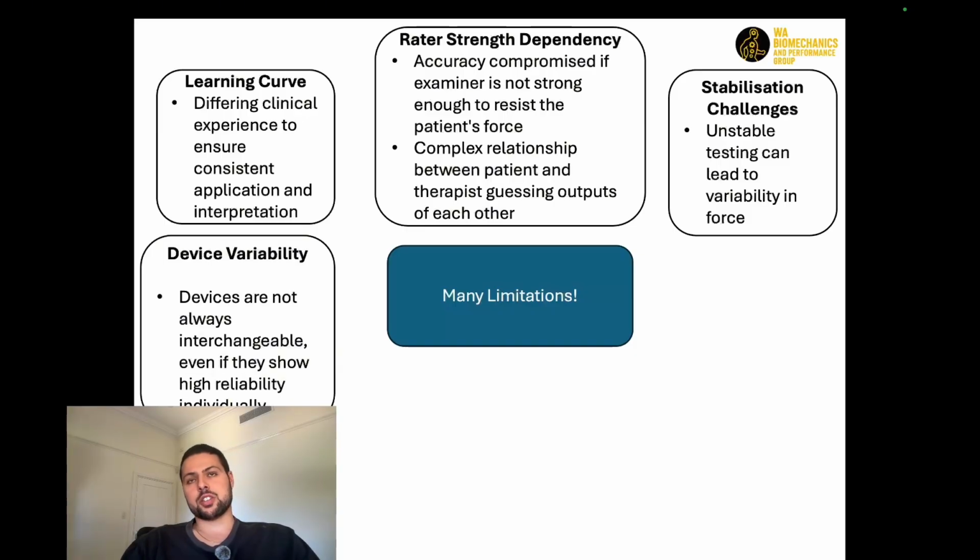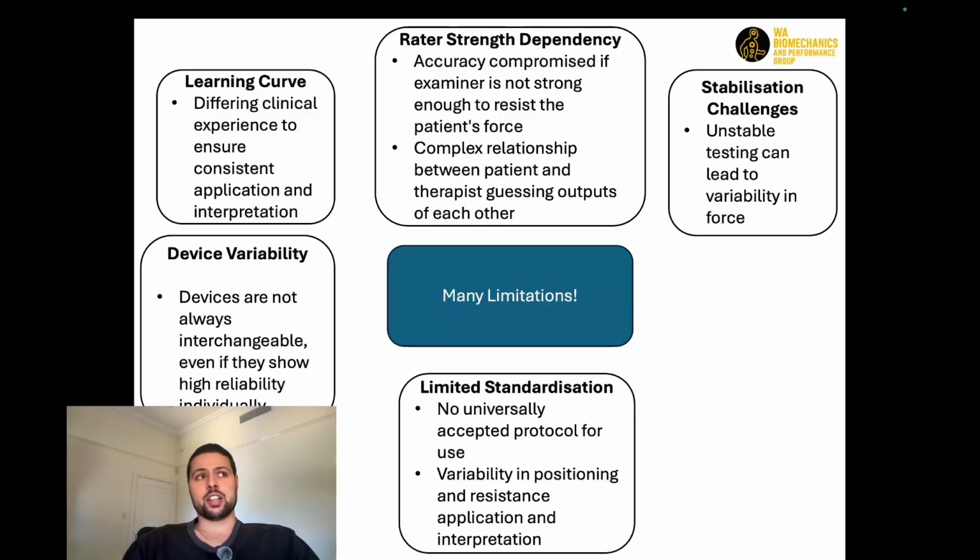Device variability: there is evidence to say if you use the same device throughout the whole clinic, that's fine, but if you try and interchange the devices, it can get less reliable and it cannot be interchanged in some devices. And then there are so many protocols for standardization out there, but there's no universally accepted one, and there's a lot of variability in positioning, where to apply the resistance and how to interpret that.